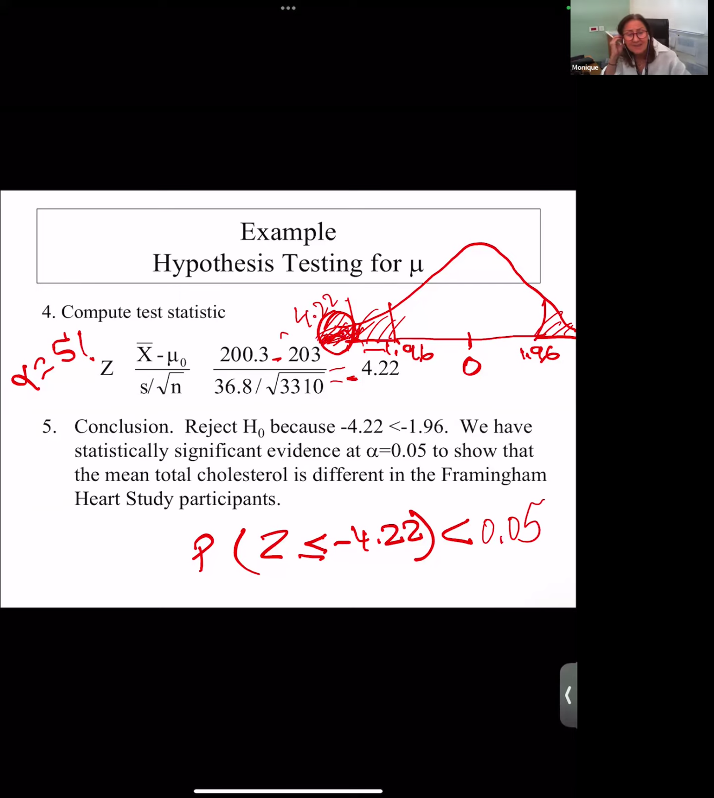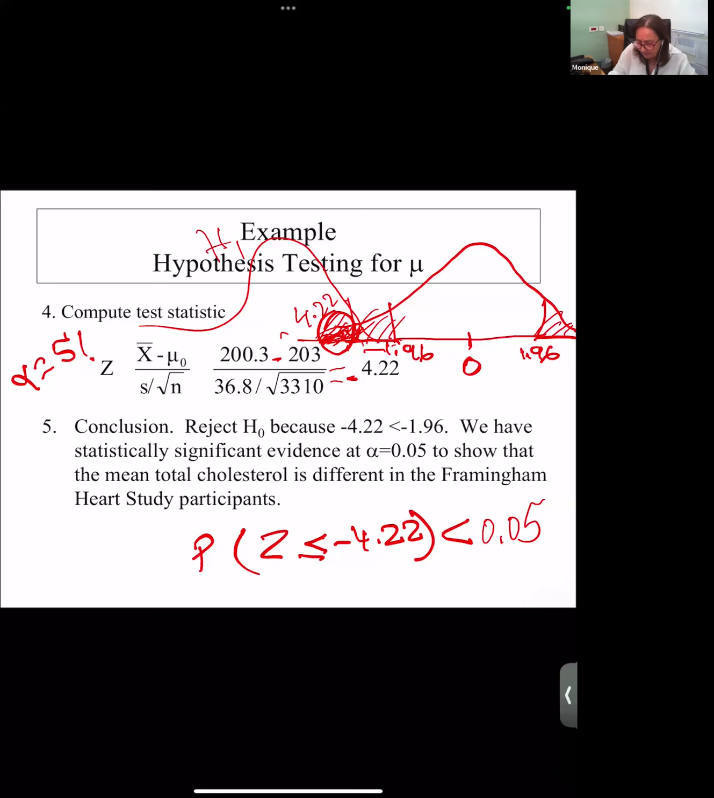So this means it is very, very unlikely that your X bar belongs to this H0. What does it mean? It's rare. It means it is very unlikely that the mean of Framingham is equal to 203. It belongs to another distribution with a different mean, which is H1. I don't want to complicate things. So our conclusion is that we reject H0.